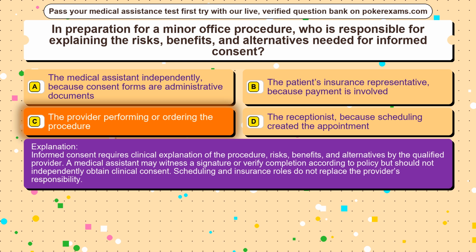A medical assistant may witness a signature or verify completion according to policy but should not independently obtain clinical consent. Scheduling and insurance roles do not replace the provider's responsibility.